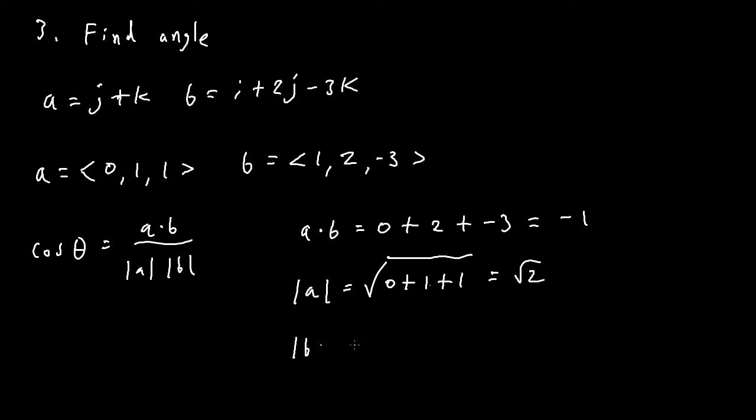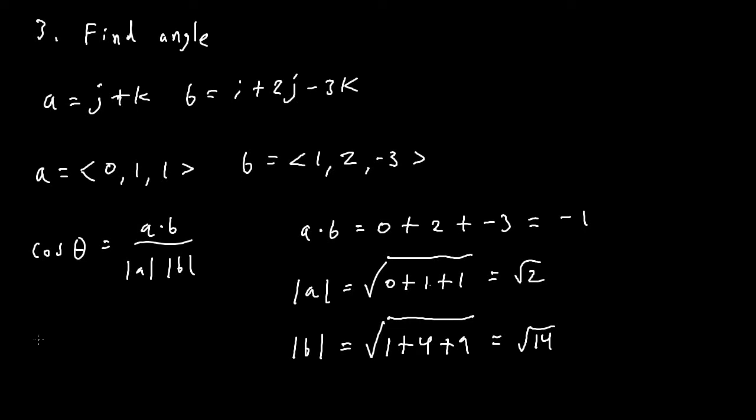And the magnitude of b is going to be equal to the square root of x squared, which is 1, plus the y component squared, so 2 squared is 4, and then plus the z component squared, so negative 3 squared is 9. And that will give us the square root of 14.